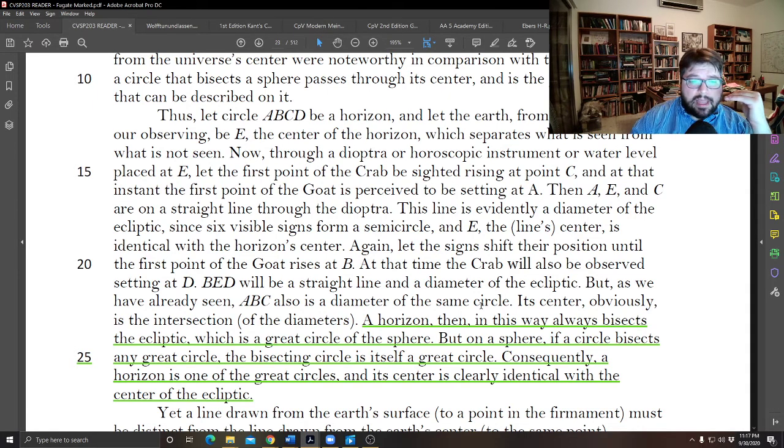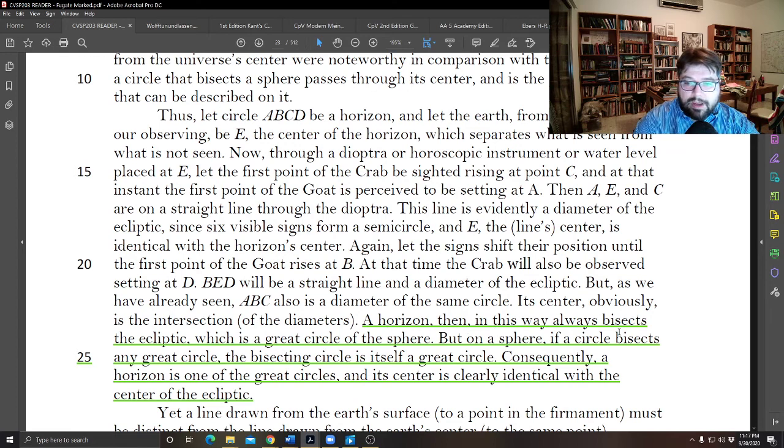If it looks like my horizon always bisects the universe no matter where I stand, then the distance between the different spots I choose on the Earth must be vanishingly small compared to the size of the universe itself, the distance away from us that the stars are. So he says this kind of at the bottom here.